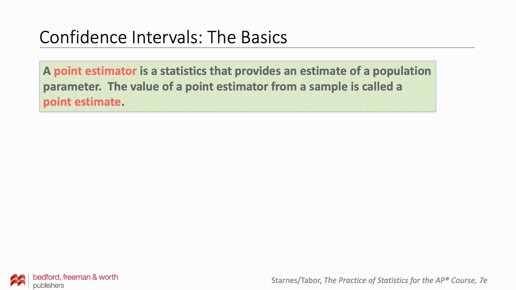Remember that a point estimator is a statistic that provides an estimate of a population parameter. We previously learned that an ideal point estimator will have no bias and low variability. Since variability is almost always present when calculating statistics from different samples, we must extend our thinking about estimating parameters to include an acknowledgement that repeated sampling could yield different results. So the value of a point estimator from a sample is called a point estimate.